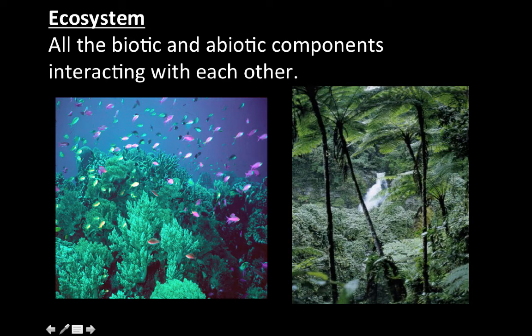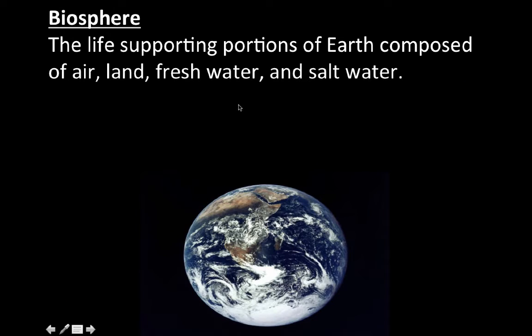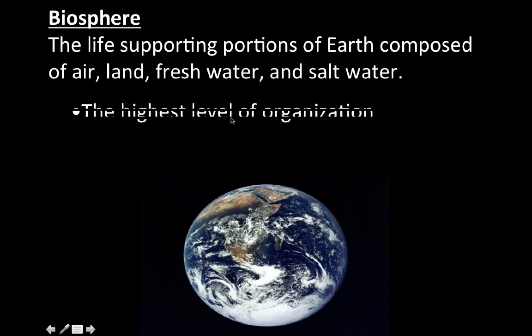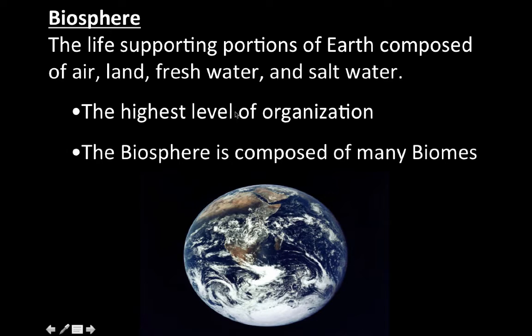The next important term is an ecosystem. This is all the biotic and abiotic components together in their cumulative influence. So we talk about biotic, abiotic, all the living and non-living things and how they interact together forms our ecosystem. So that's the big definition there. Definitely an important term. Biosphere is the life-supporting portions of the Earth, composed of air, land, fresh water, and salt water. So our planet is commonly just referred to as the biosphere in ecology. It's the highest level of organization, and it's composed of many different biomes, which are separate sections of the biosphere that have similar characteristics.